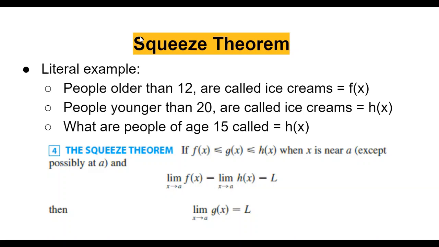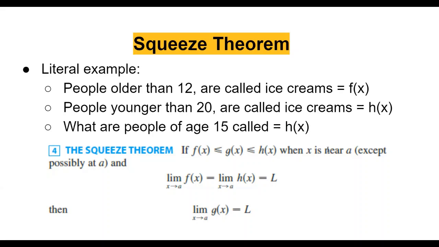There is a slight correction here. H of x is, for this part, it's actually g of x. So that is the squeeze theorem. If f of x is a function that's less than g, and h of x is a function that's greater than g, and the limit of both the functions comes to the same value, then you also know that g of x will have the same value.